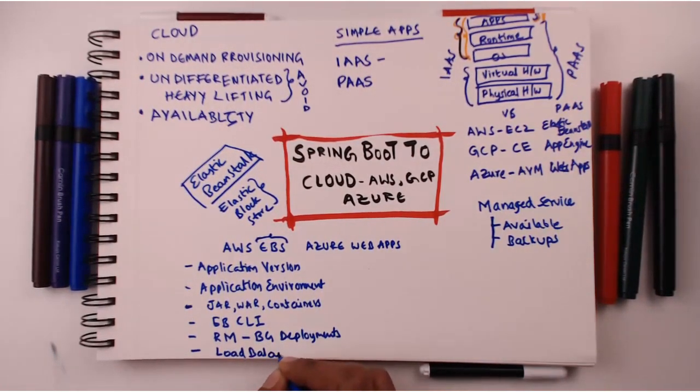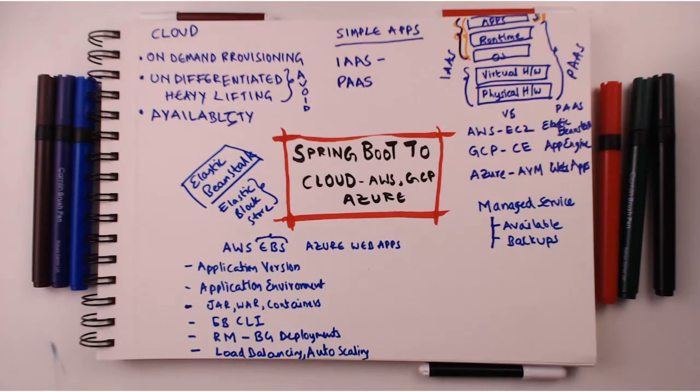So load balancing, if you have multiple instances of the application, you'd want to be able to balance the load between them. And auto scaling is you'd want to be able to scale your infrastructure based on the load which is coming in. AWS EBS, actually AWS Elastic Beanstalk, provides all these features inbuilt.